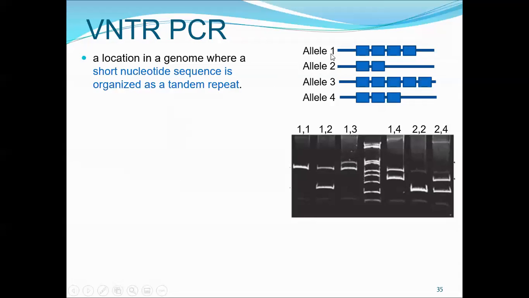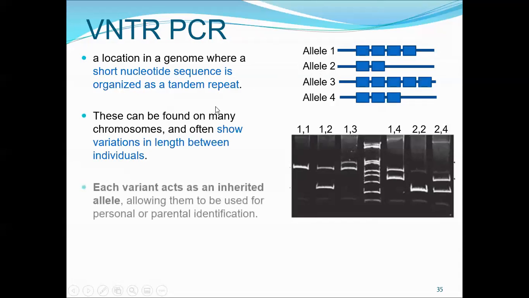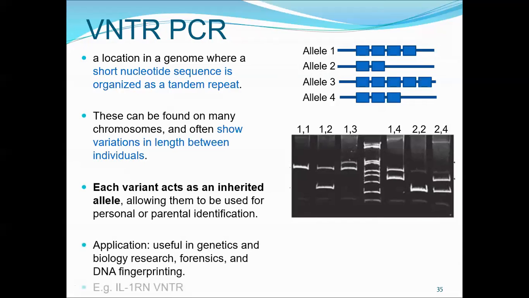So this particular picture is a gel picture of IL-1 receptor antagonist polymorphism. In this one, different alleles have different numbers of a particular repeat. Allele 1 has 4 repeats, allele 2 has 2, allele 3 has 5, allele 4 has 3, and so on. A particular individual can have only 2 alleles since the individual is a diploid. So this is one of the individual's genetic polymorphism of VNTR of IL-1 receptor antagonist.